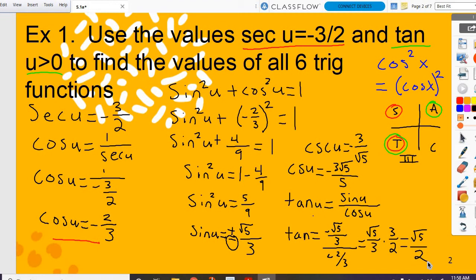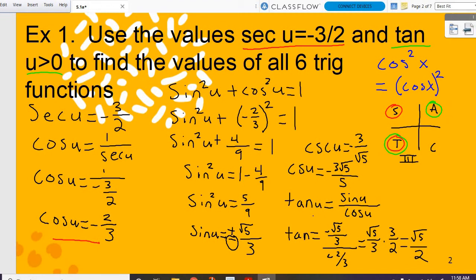And in a similar fashion to how we found some of our other ones, now that we know what tangent is, we can find cotangent. Because it's going to have to be the reciprocal, so 2 over the square root of 5 of tangent. And then just like we did with cosecant, we would just need to rationalize that. So we get 2 square roots of 5 over 5.